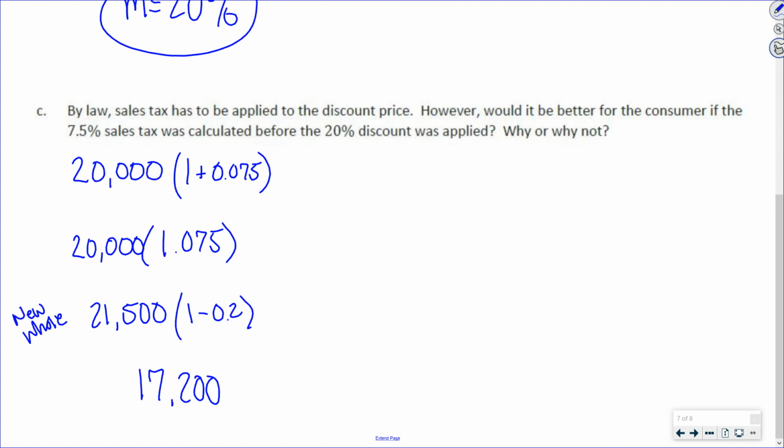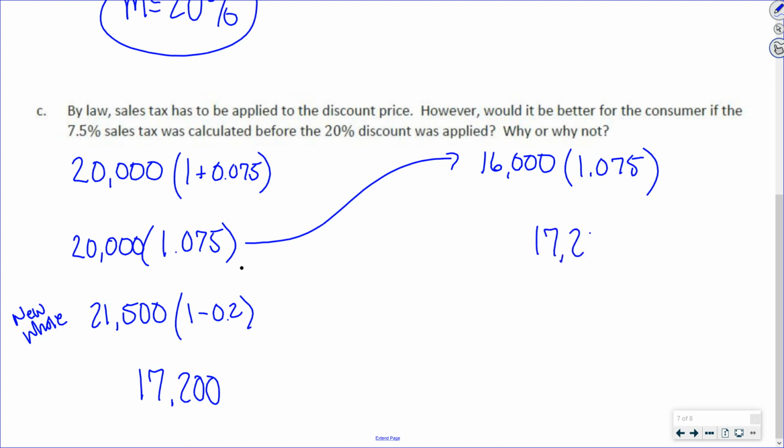Now, I already know the discount price of the car is $16,000. Okay, because that would be if I took the 20% off at the $20,000 mark. Now, if I'm going to multiply it by the sales tax, I'm going to take this number and multiply it by 1.075. Okay, so 16,000 times 1.075 gives me $17,200.